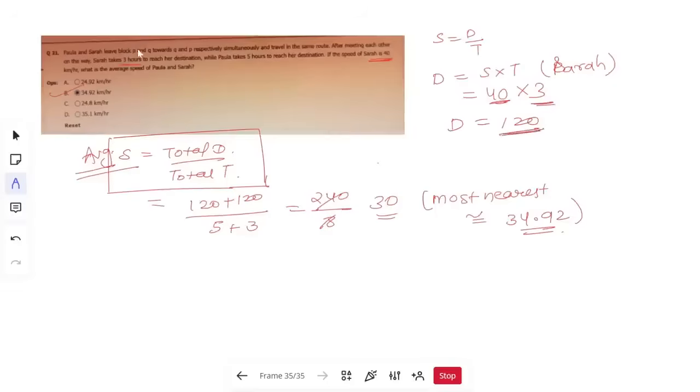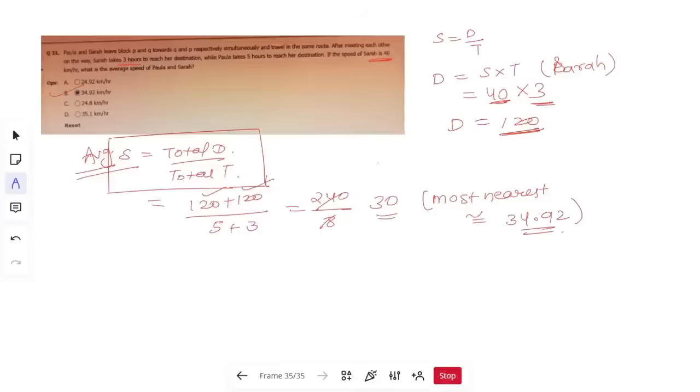Now if you notice in the question, they both are moving from P to Q and Q to P. One is moving from P to Q and the other is moving from Q to P, which means the distance is going to be the same for both. So what we are going to take is distance 120 plus 120, because the distance is the same, right? So the total distance will be how much? 120 plus 120, and then we have to take the total time also.